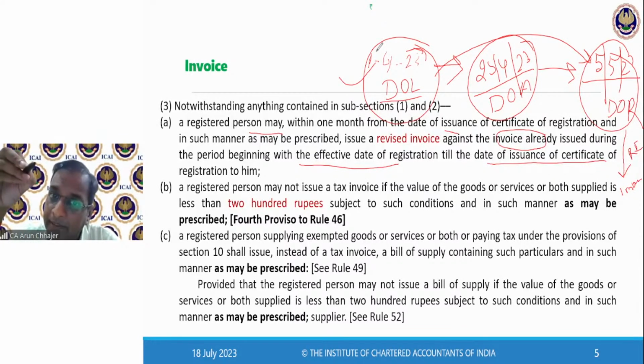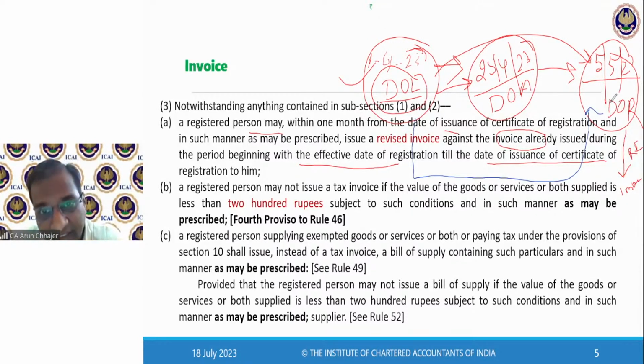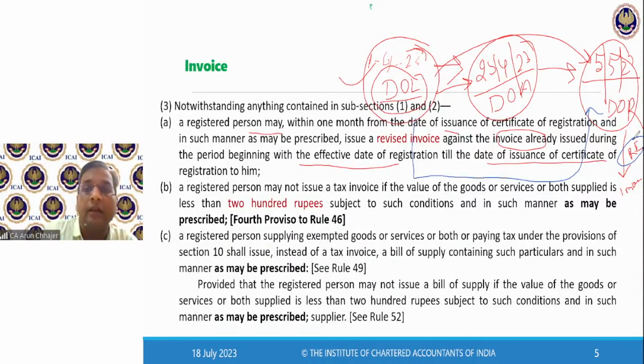In this example, because I am saying that application has been made within 30 days, so the date of liability would be the effective date, and the supply made between effective date till the certificate, whatever the supply I have made, I have to issue the revised invoice within 1 month.